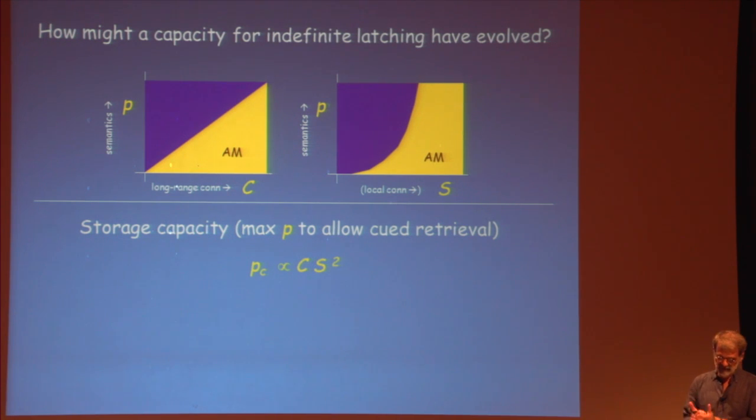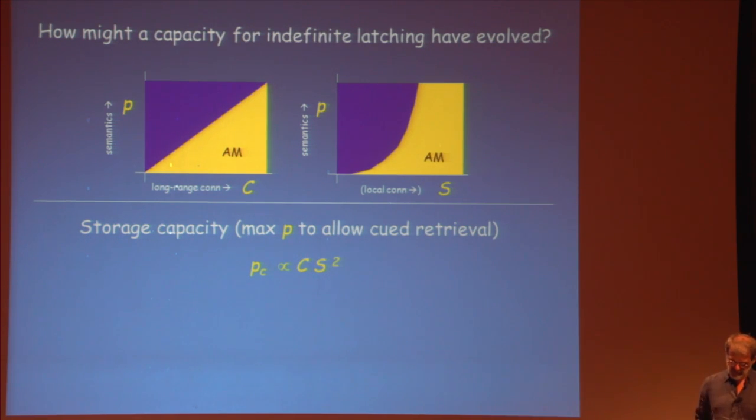The local patch has a number of attractor states that varies with the number of connections of its constituent neurons. So S is indirectly a measure of the local connectivity. And then on the y-axis of both diagrams, I have this semantic depth, which is the number of memories that I can load onto the network.